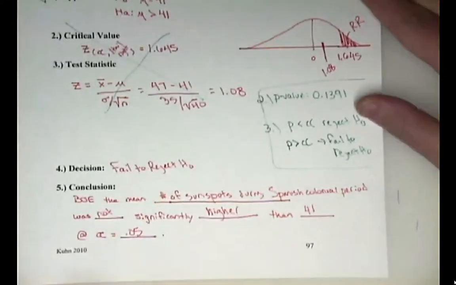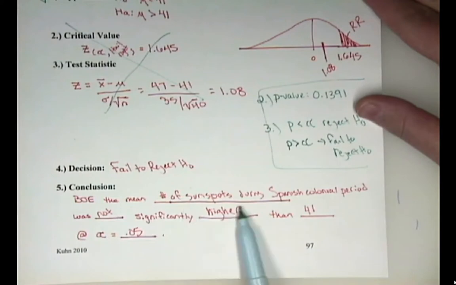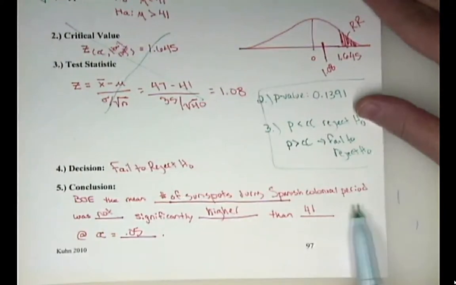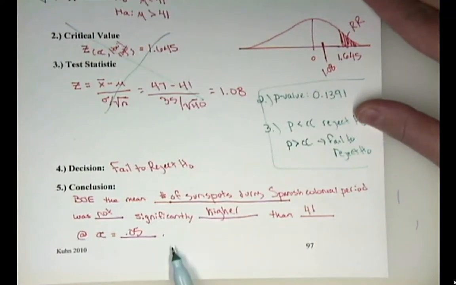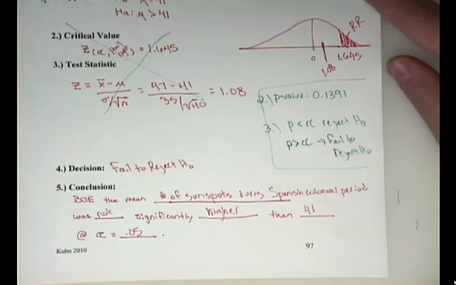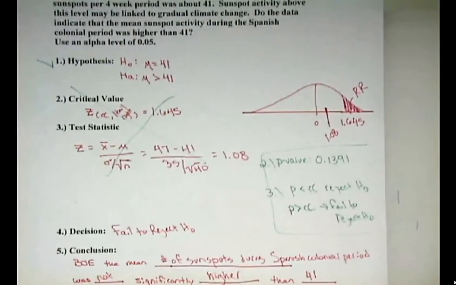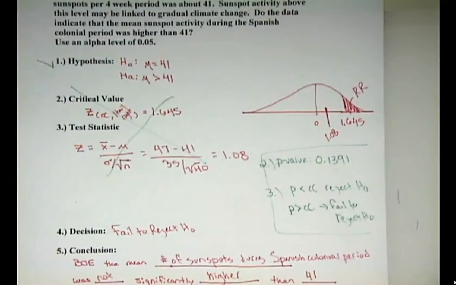If you fail to reject H0, you're going to say, based on the evidence, the mean number of sunspots during the Spanish colonial period was not significantly higher than 41 at alpha equals 0.05. Okay? So that is how you can do a hypothesis test when sigma is known using the power of your calculator and the p-value method.